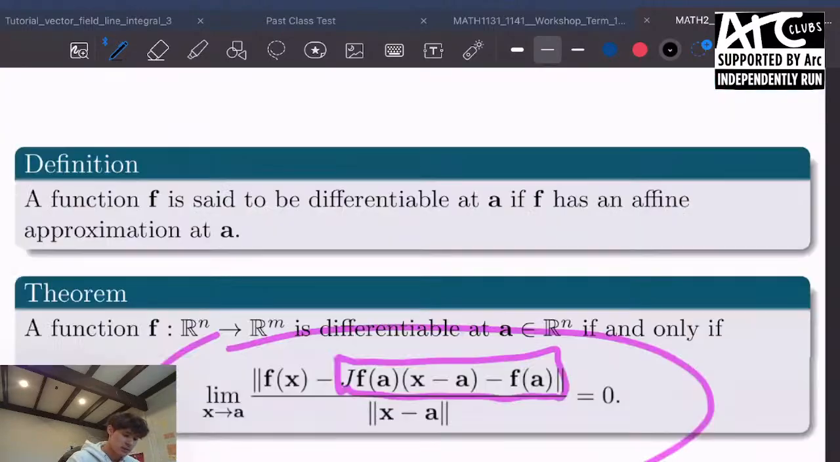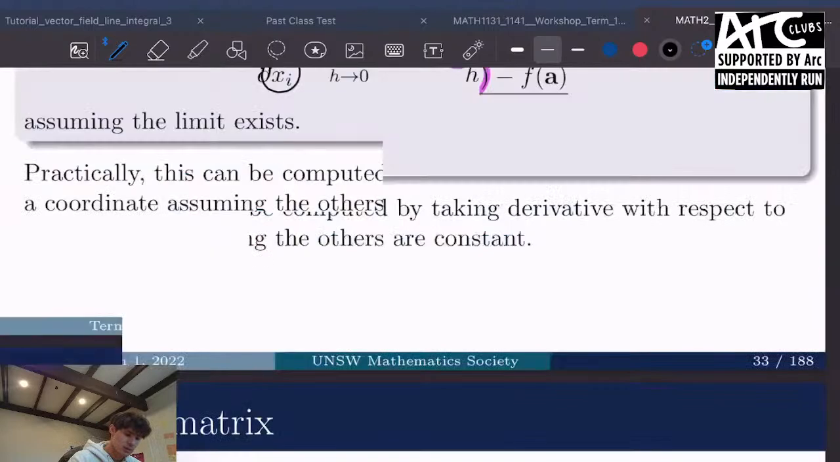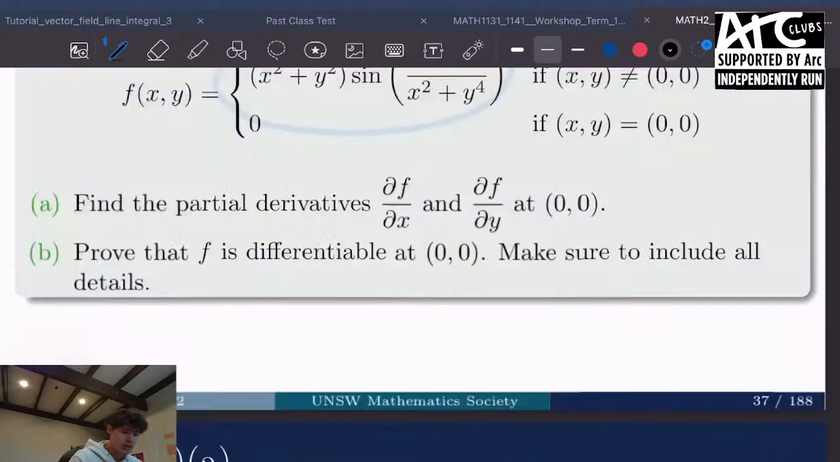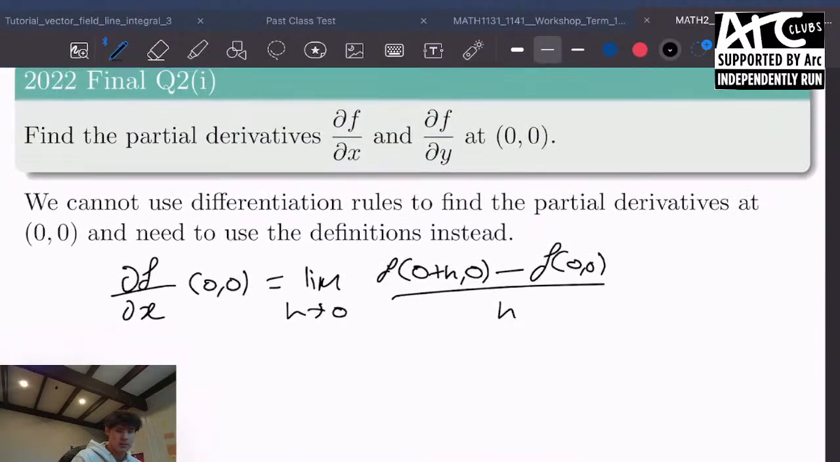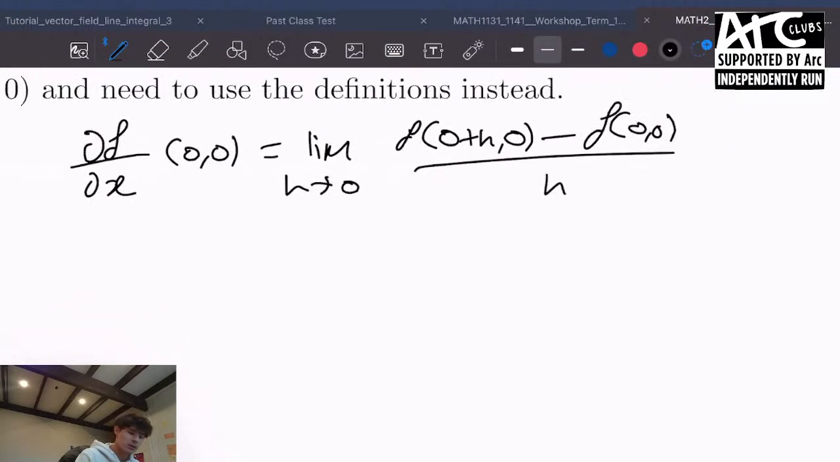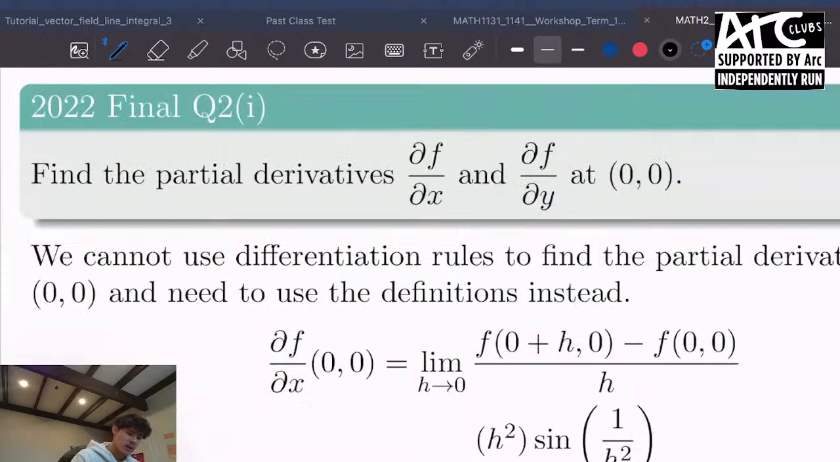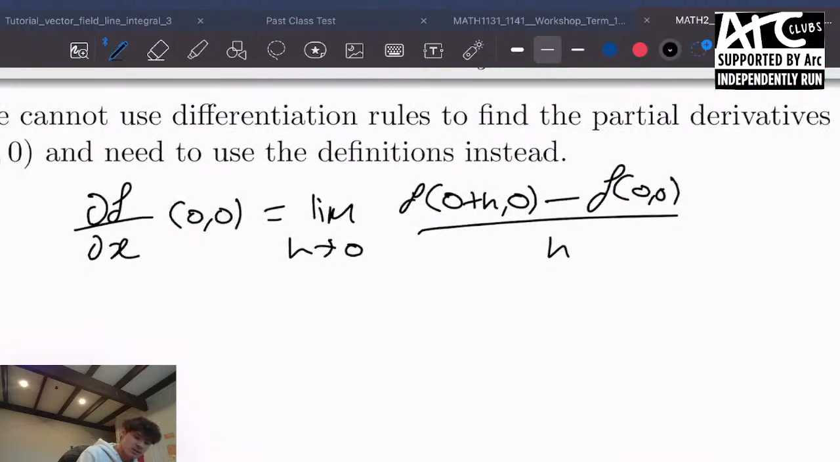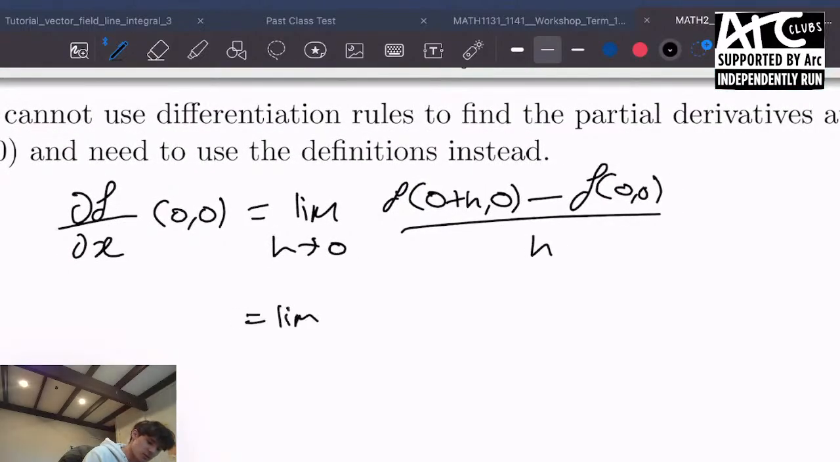So you can see in our definition all the way up to here with partial derivatives, it's f of a plus h e_i minus f of a. Well, in this case, we won't be working with vectors, but instead just looking at the coordinates, you can see that this x-coordinate is going to be 0 plus h, and the y-coordinate is going to be 0. And we subtract f of (0, 0). So that's what we're going to be looking for. We need to find this limit. And you can see that this sort of simplifies nicely to this expression.